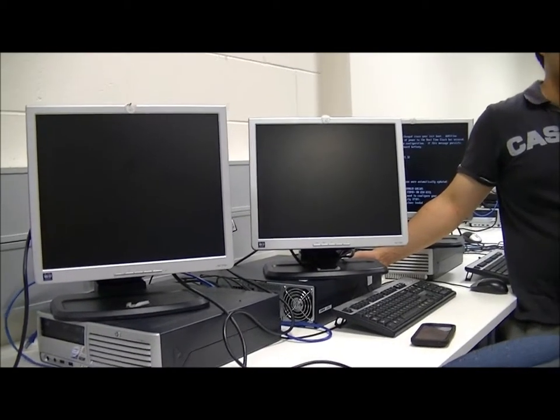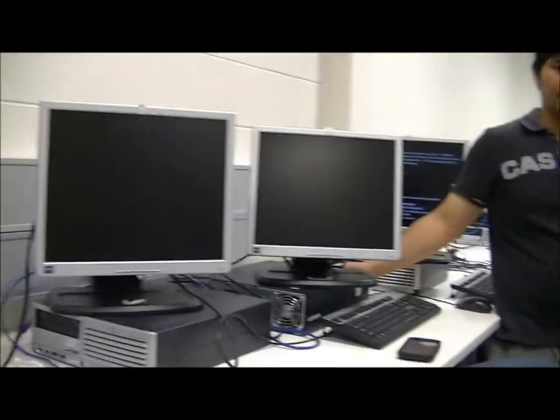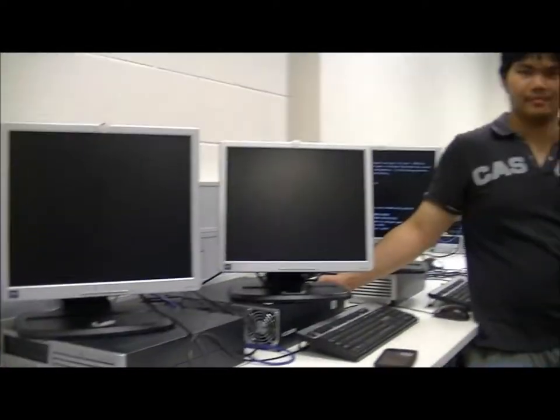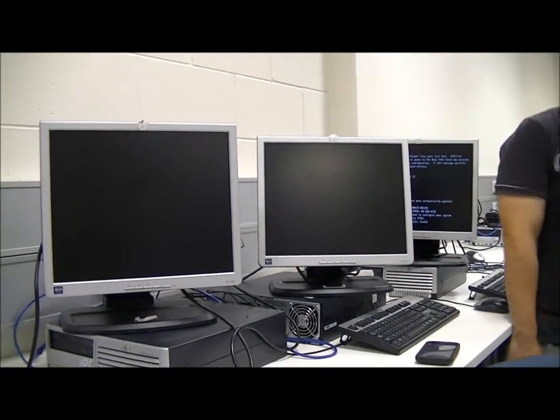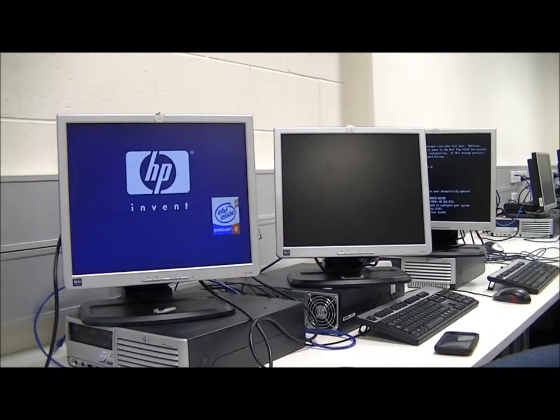Here will be the test of starting up both together, a normal computer and the oil one. 3, 2, 1, and let's see who wins the race.